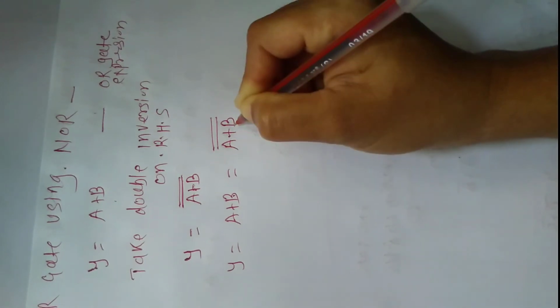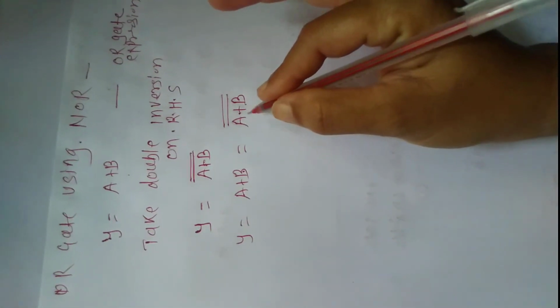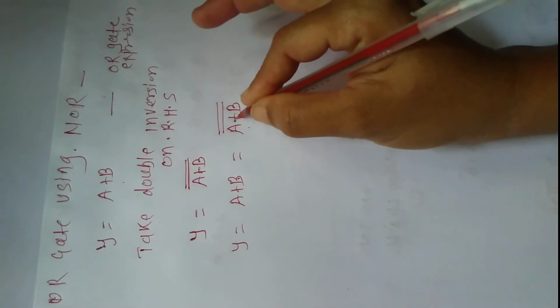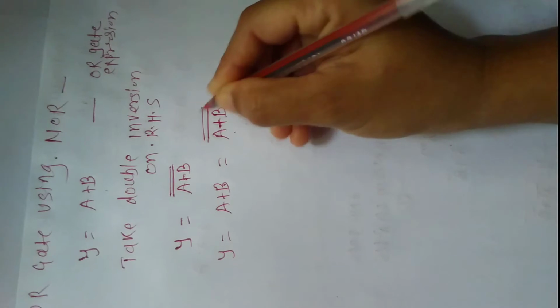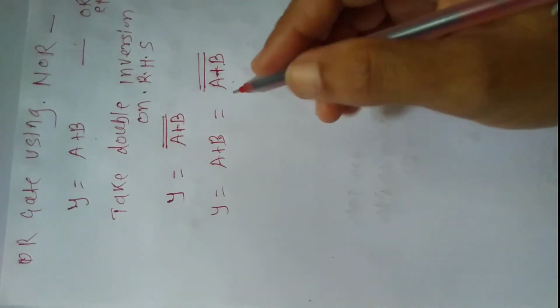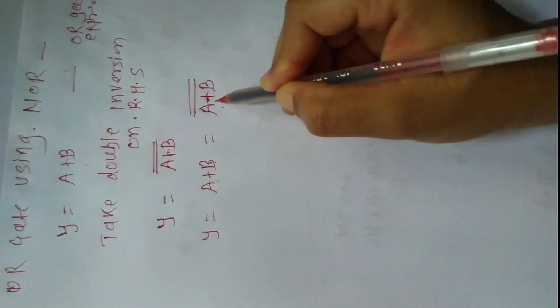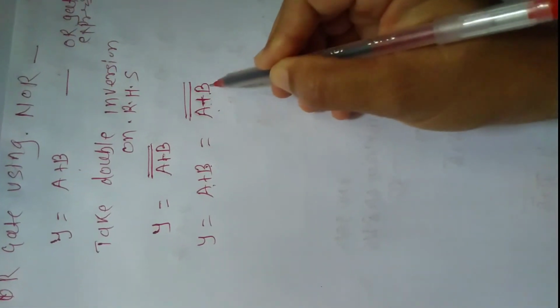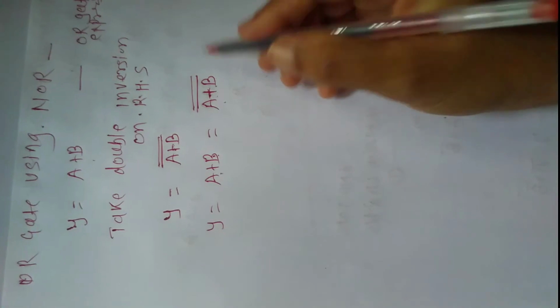Here we cannot apply De Morgan's theorem because this term is in the form of NOR, that is, a plus sign and a complete bar. So we cannot split that expression using De Morgan's theorem. We only take the double inversion. So a plus b in the form of NOR is represented as a plus b double bar. This is the universality of OR gate using NOR.